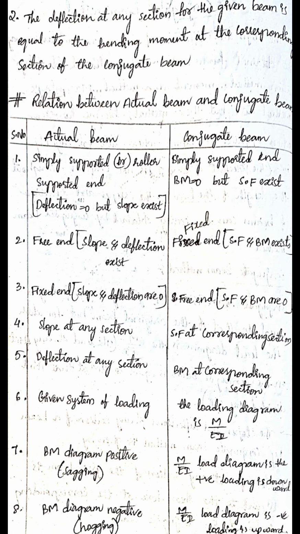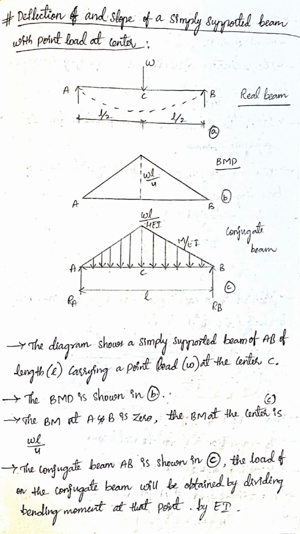Let us discuss the first case, the slope and deflection of a simply supported beam with a point load at the center. Here is a simply supported beam with a point load at the center, with spans AC and CB each of L by 2. You can see the bending moment diagram there, where WL by 4 is the maximum bending moment. Here the I values are the same for AC and CB. Therefore, the bending moment diagram is the same as the M by EI diagram. The shape of the conjugate beam will be the same as the M by EI diagram.